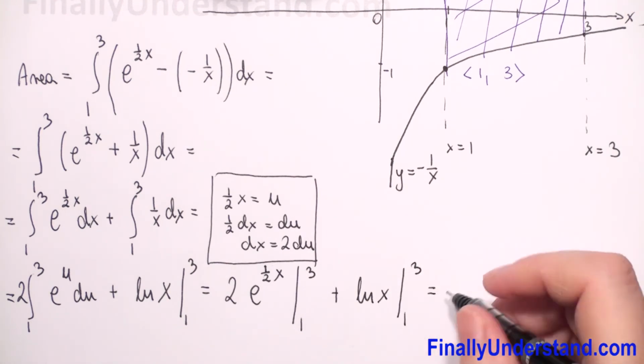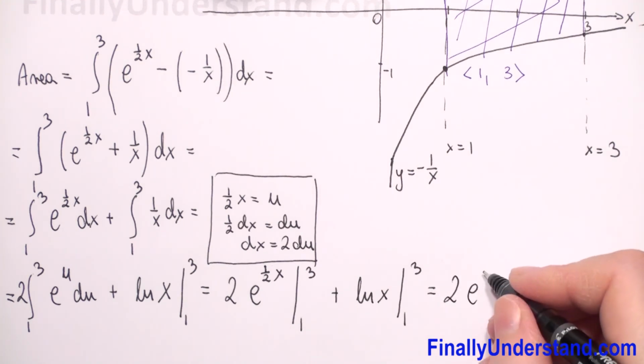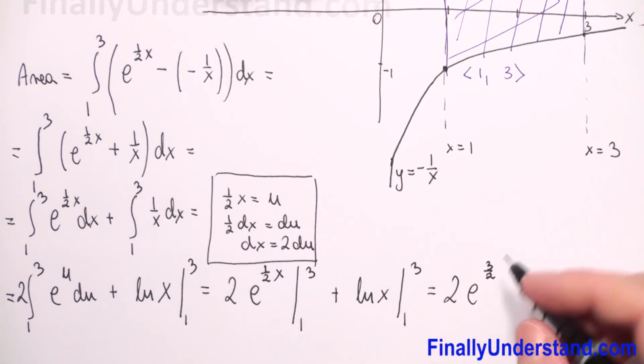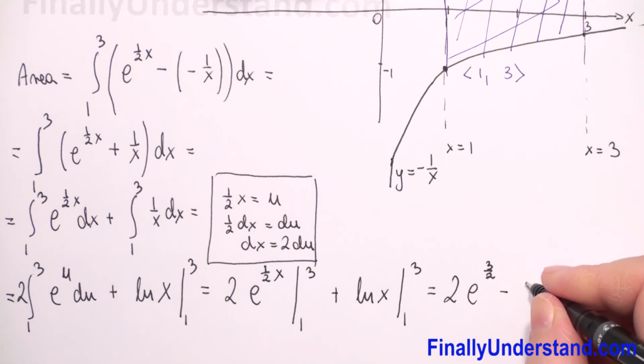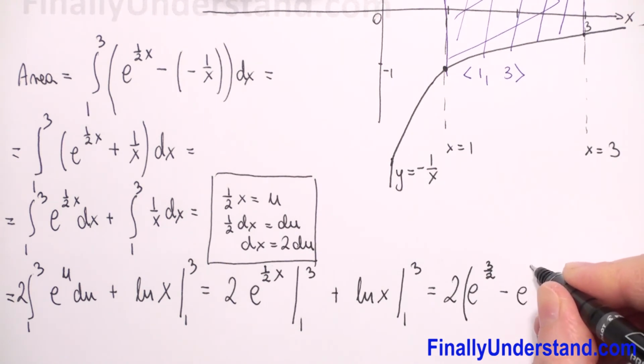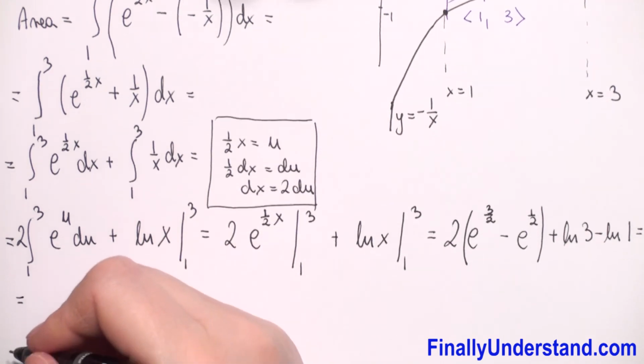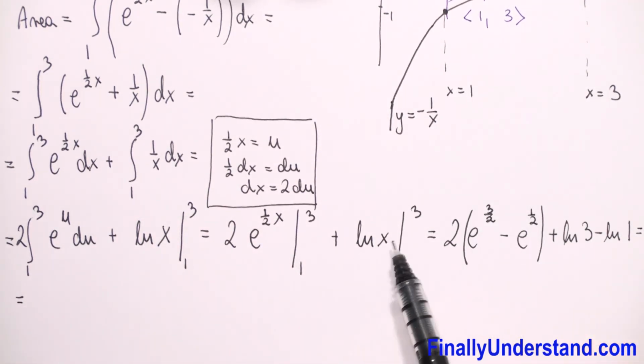So this is equal to: first we have to plug in the upper limit, so it will be 2 times e to power 1/2 times 3, so it's 3 over 2. And we have to subtract the lower limit, so it will be minus, I can put this in parentheses, e to power 1/2 times 1, which is 1/2, plus, and we now have the natural logarithm of 3 minus the natural logarithm of 1. I just plug in the upper limit and the lower limit into the natural logarithm of x.